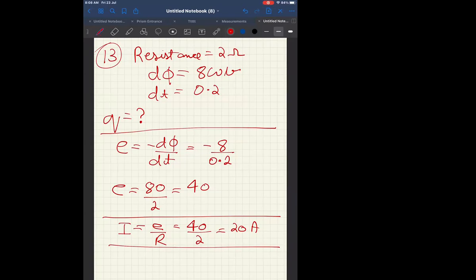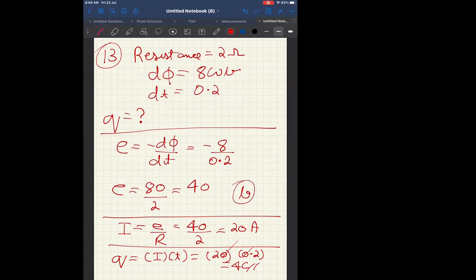Now, Q is equal to IT, correct? The formula for charge is Q is equal to IT. Now, I is equal to 20 and T is equal to 0.2. Therefore, this 20 and this 0.2 will cancel, and I'm left with 2 into 2, which is nothing but 4 coulomb. Therefore, the answer will be B, 4 coulomb.